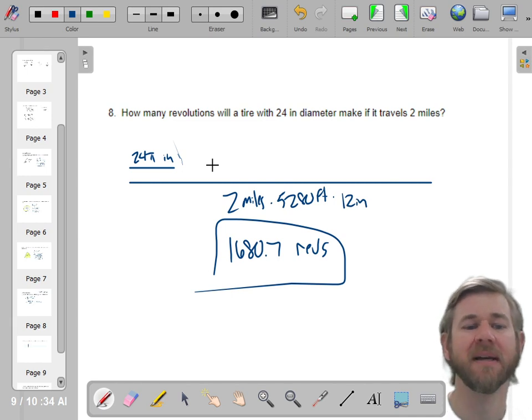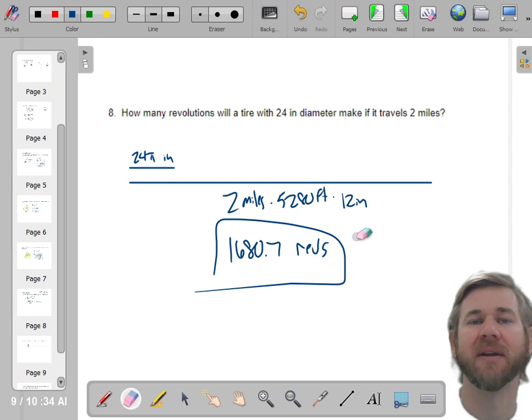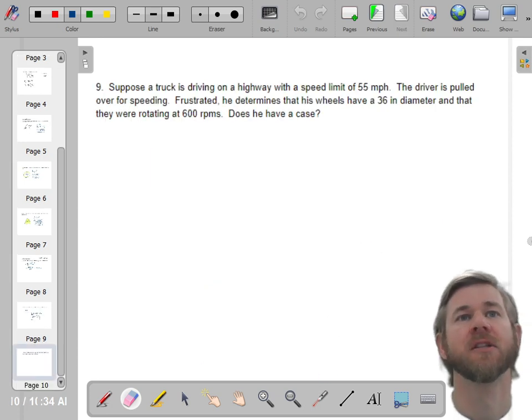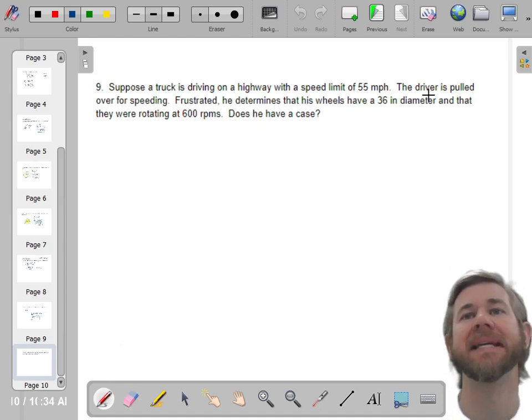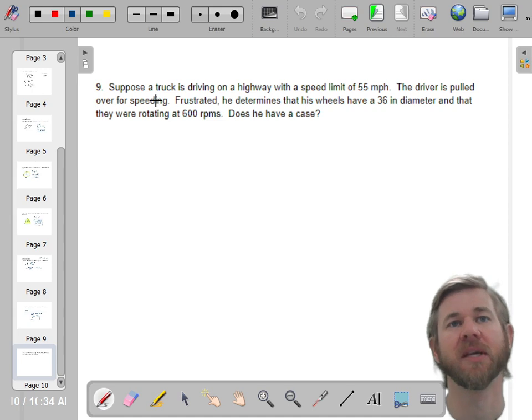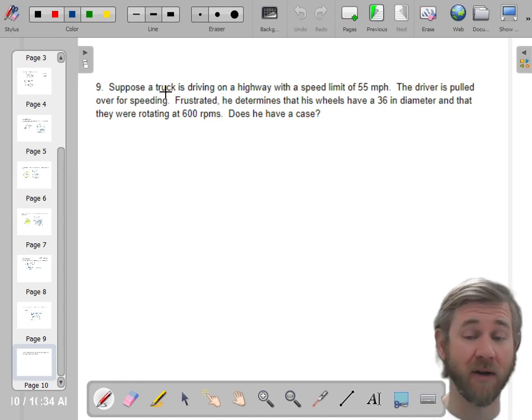So sometimes the formula isn't necessarily the most important thing. It's more about using your brain here. We got one more. Suppose the truck is driving down the highway with a speed limit of 55. The driver's pulled over for speeding. He's got a 36-inch diameter going 600 RPMs. He's like, hey, I wasn't speeding. I know what my RPMs were. I know how big my wheel was.